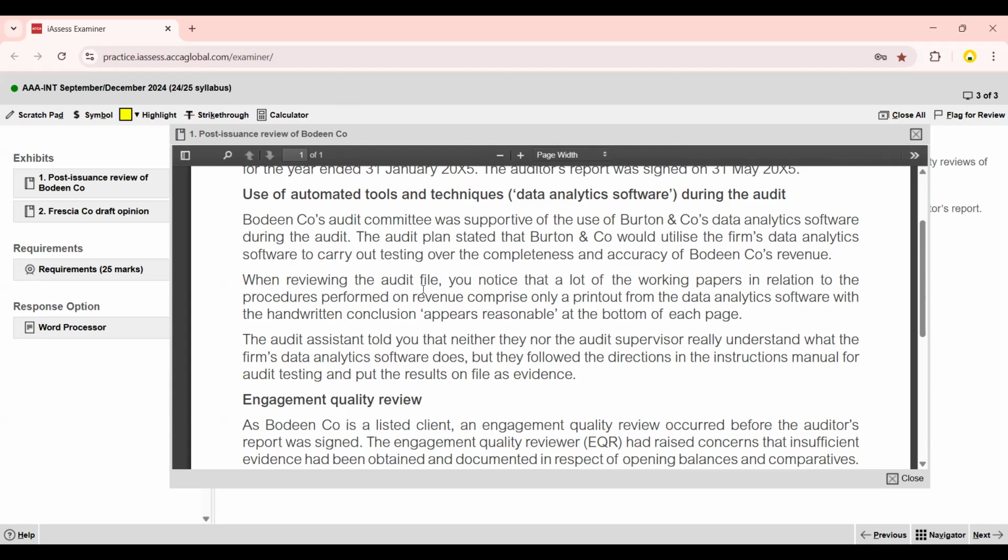When reviewing the audit file, now the important points come from here. You notice that a lot of the working papers in relation to the procedures performed on revenue comprise only a printout from the data analytics software. Means they just print out the template from the software and no such work has been performed on it, with handwritten conclusions 'appears reasonable' at the bottom of each page. The audit assistant told you that neither they nor the audit supervisor really understand what the firm's data analytics software does. This point affects the competency issues. But they followed the directions in the instructions manual for audit testing and put the results on file as evidence.